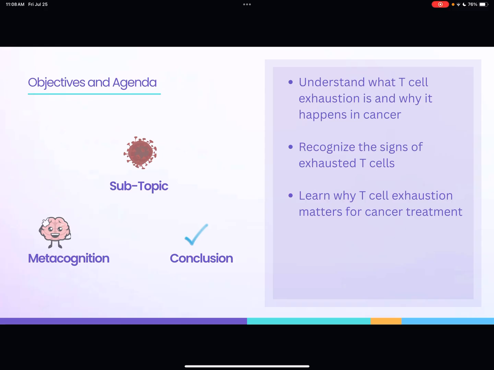So we'll be going over the subtopics, the foundation information for understanding what cancer is, what T cells are, and then going over metacognition, how I understand all of this, and then the conclusion.